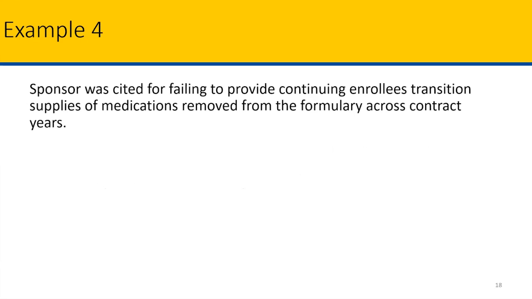Example 4. The sponsor was cited for failing to provide continuing enrollees transition supplies of medications removed from the formulary across contract years.